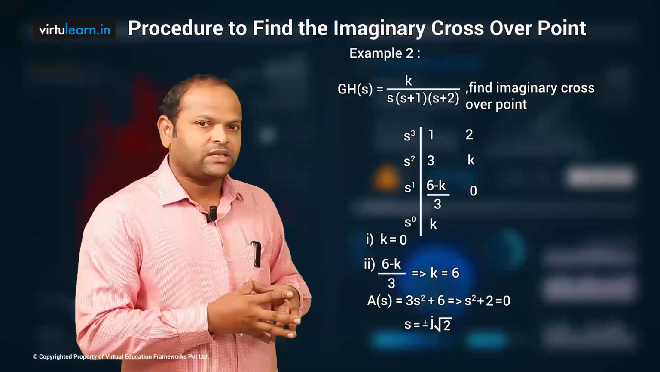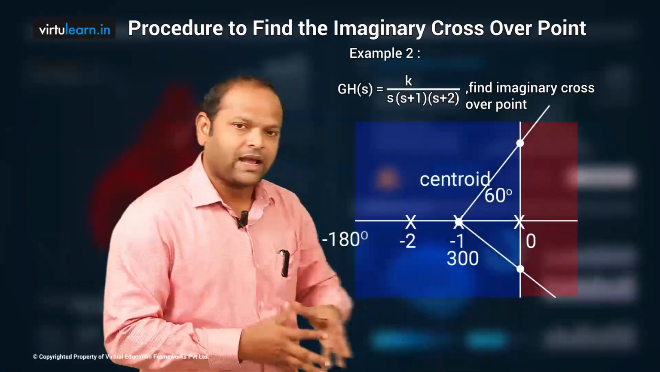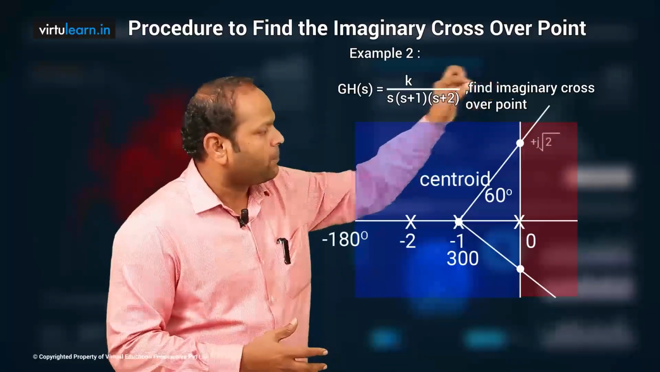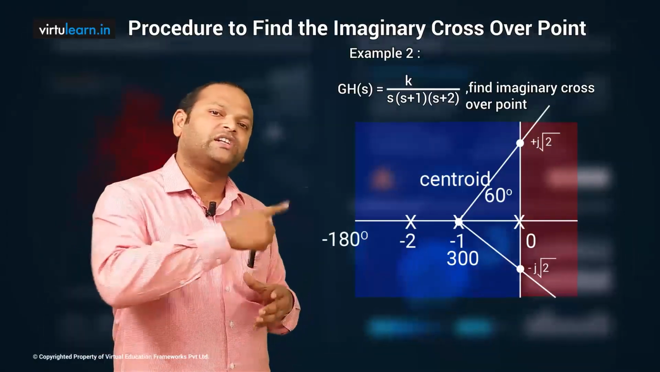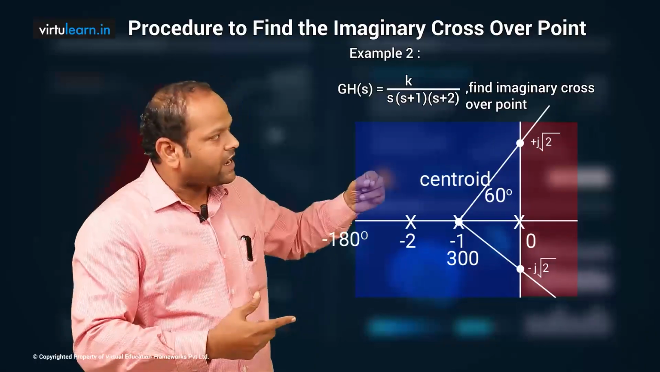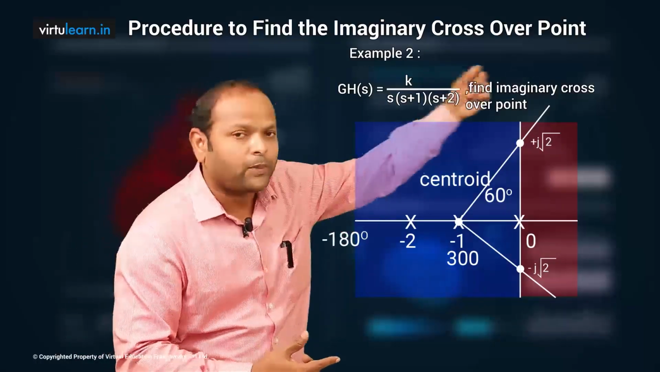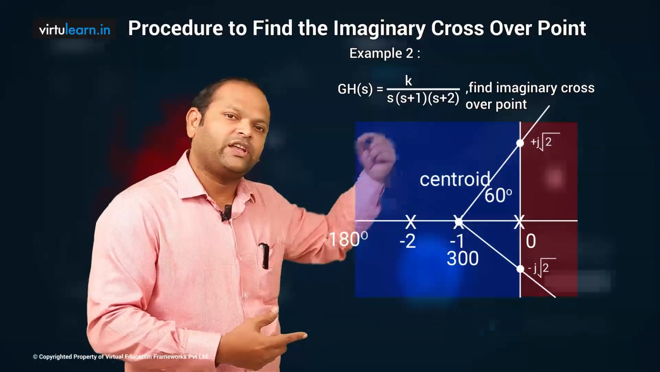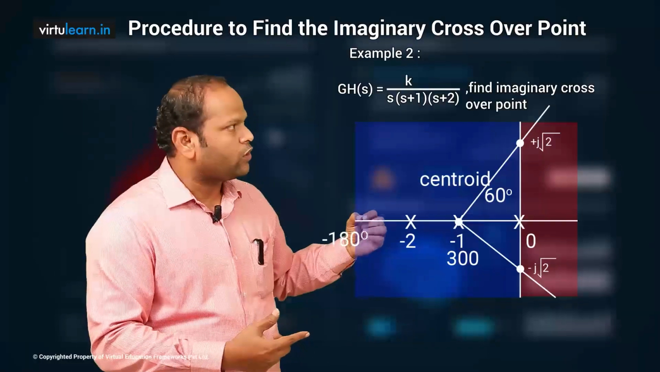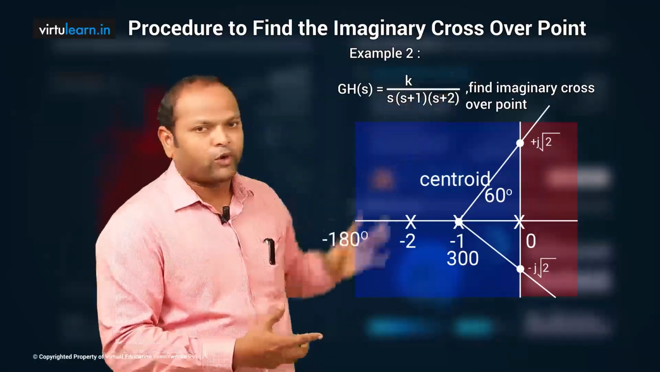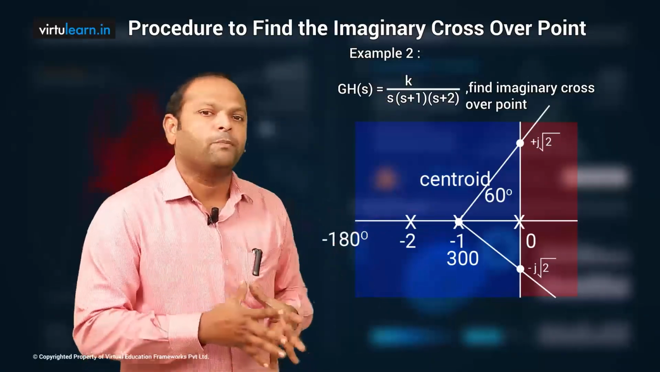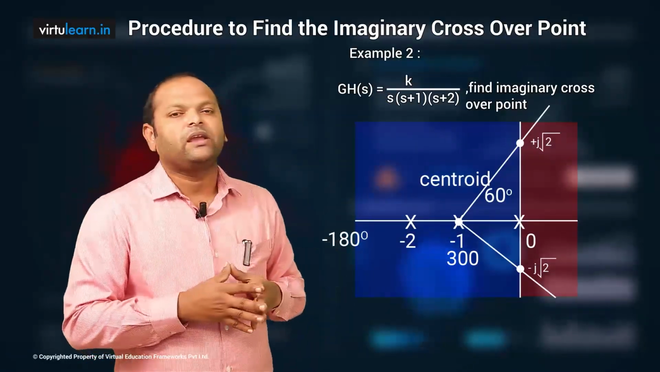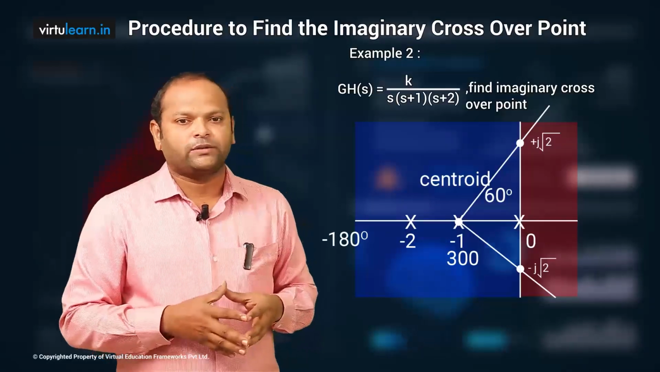If you locate the imaginary crossover points on the imaginary axis, +j√2 is here and -j√2 is here. So your root locus branch, while crossing the imaginary axis, has to pass through these particular points. That is a very crucial point in root locus. It has to cross at that point on the top side and also the bottom side. This way we can calculate the imaginary crossover point.